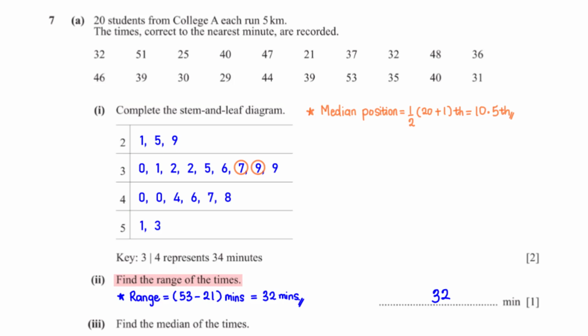Find the range of the times. The range is equal to the highest number, which is 53, minus the lowest number, which is 21. 53 minus 21 gives us 32.